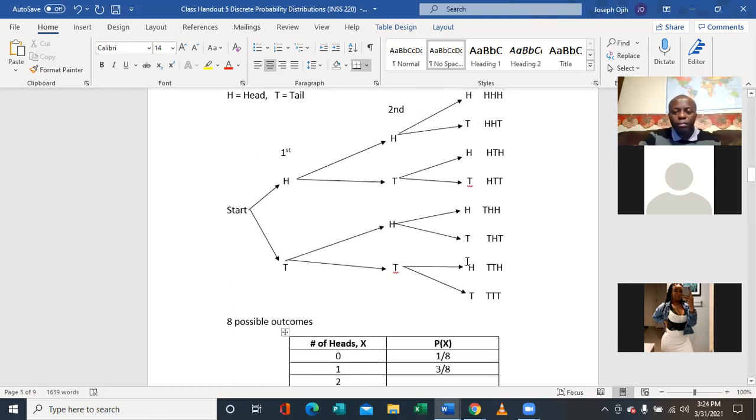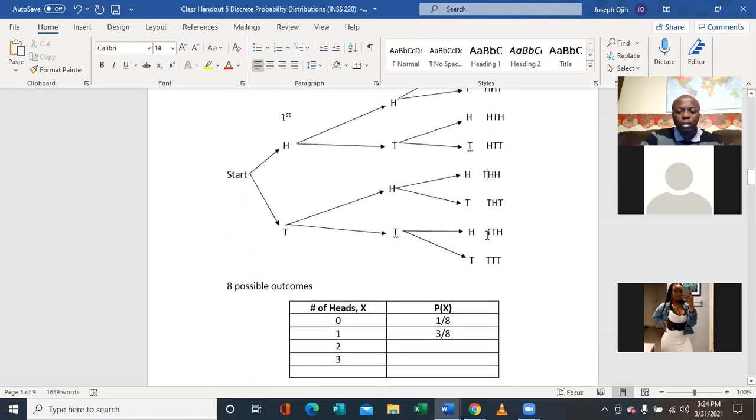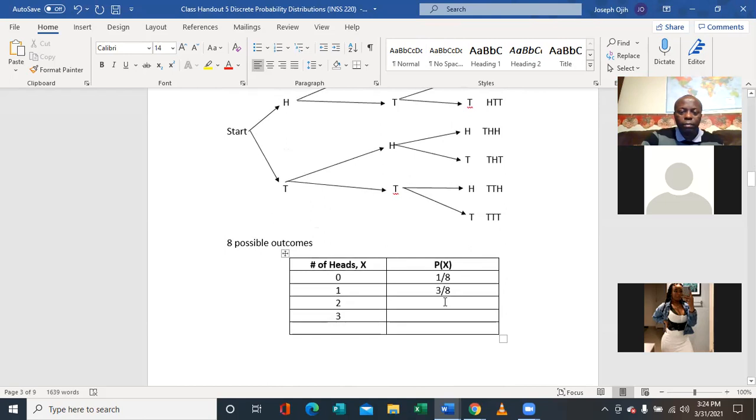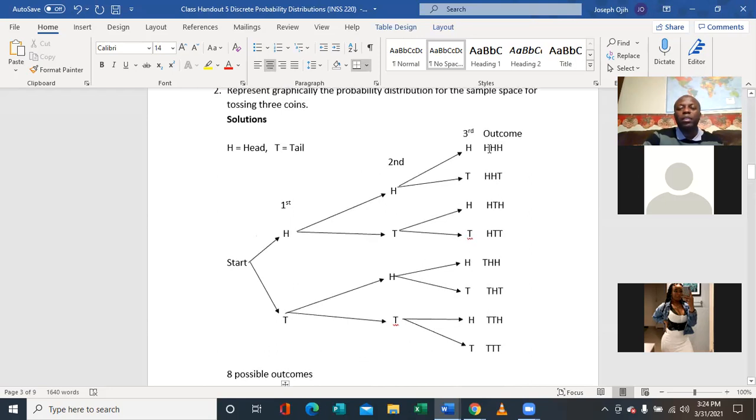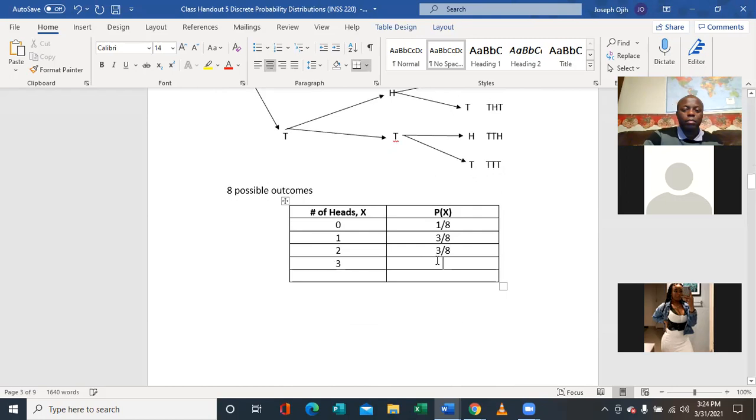Two heads. This one has two heads, tail, head, head, tail, head. So this one has exactly two heads. Exactly two heads, so 3 out of 8. Then three heads. Only one of them has three heads. This one here, head, head, head. Three heads.